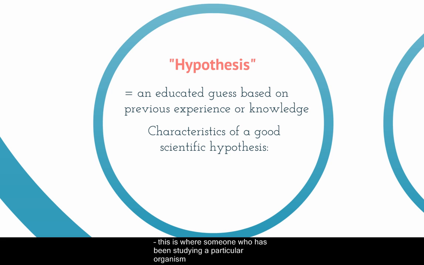This is where someone who's been studying a particular organism or a particular body system is going to make a more educated guess than someone with less background. And you just build on that and you get better and better at developing hypotheses. So, a couple characteristics of a good scientific hypothesis. They need to be specific. You need to be able to collect data to answer a specific question. And if your question or your hypothesis is too broad, it's going to be difficult to test that hypothesis.